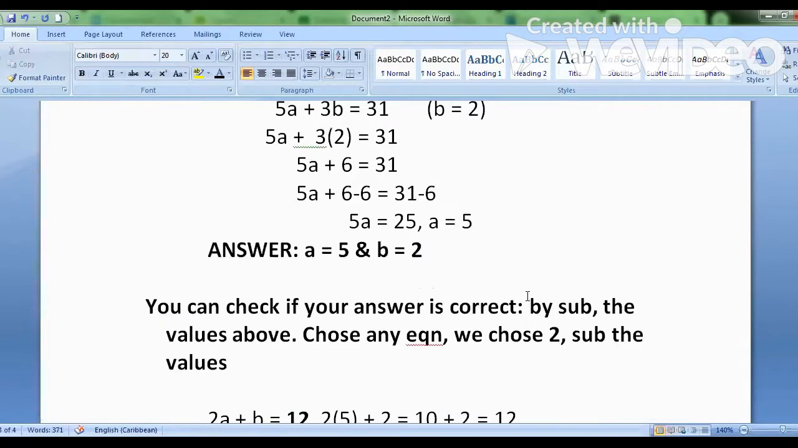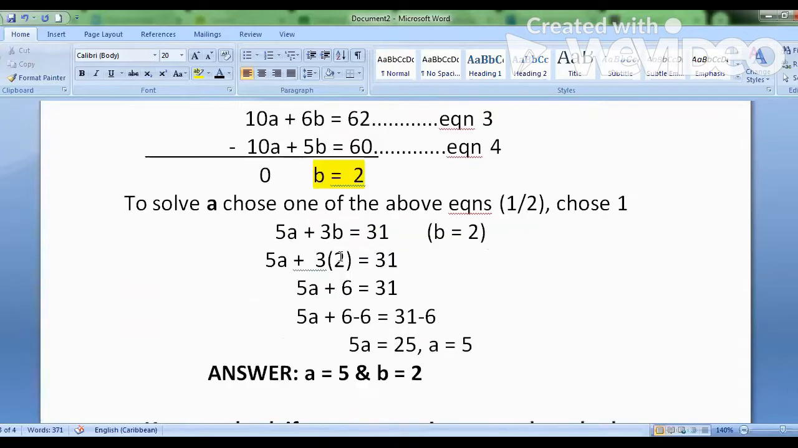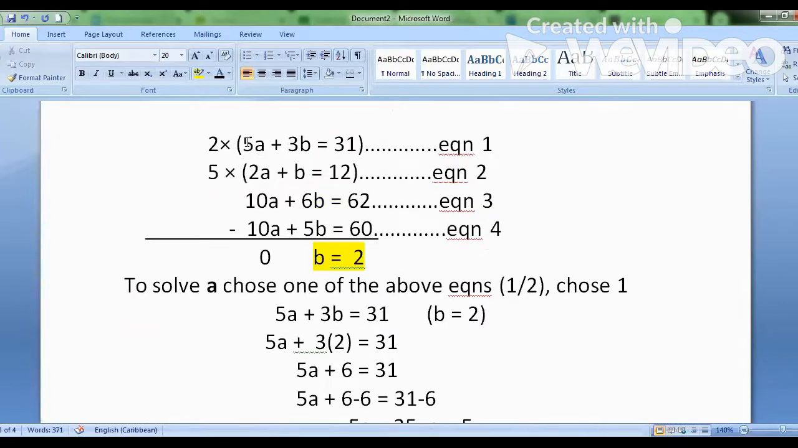And I could have chosen equation 1. Let's try equation 1. A is 5. What's 5 fives? 25. And B is 2. What's 3 twos? 6. What's 25 plus 6? 31. That's correct.